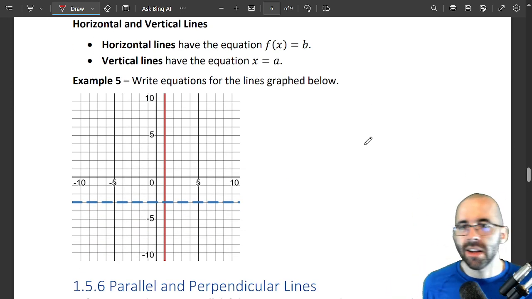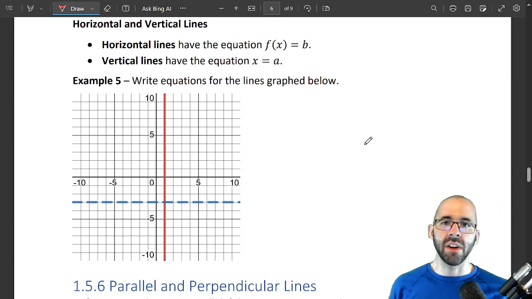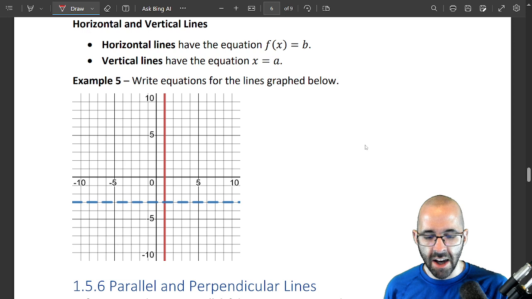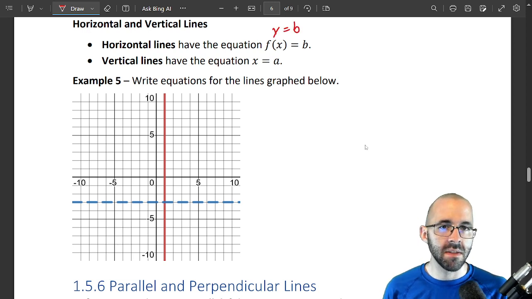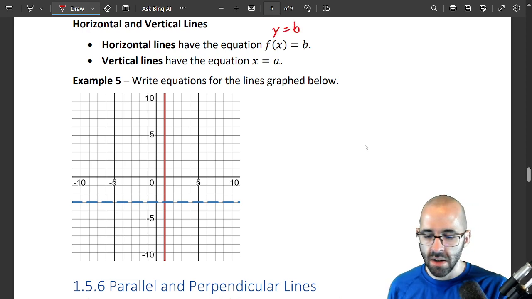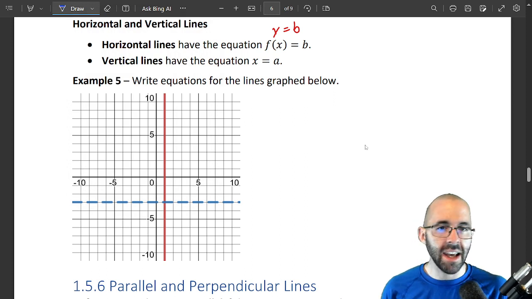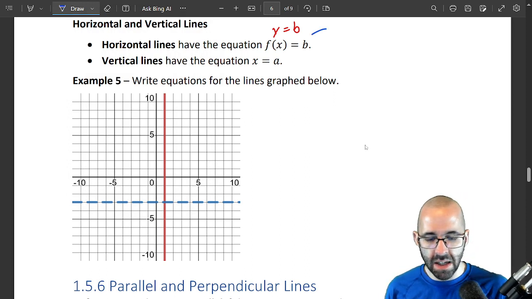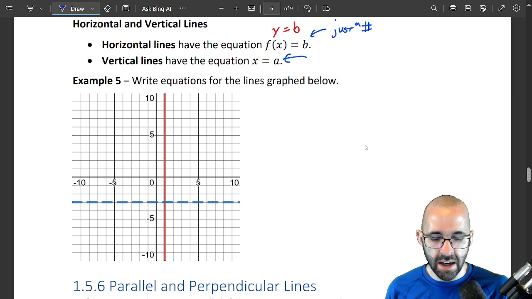If you want more formal definitions, here they are. Horizontal lines will look like y equals b, or f of x equals b. And vertical lines will look like x equals a, some number. Again, b is just some number, and a is again just some number.